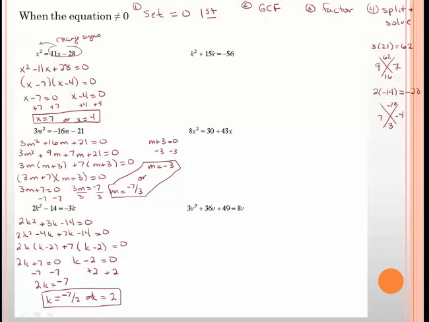So again, I want you to pause the video and work these 3 problems. Remember to first set it equal to 0, then look for GCF, then factor, and then split and solve. So pause the video, and when you're finished, come back and check your work.